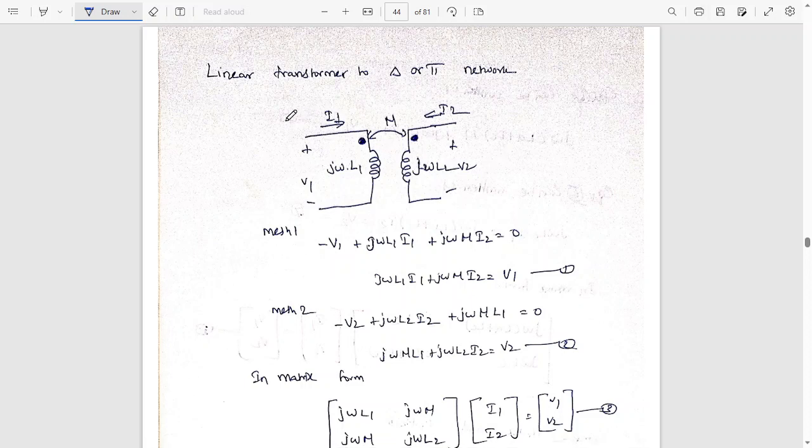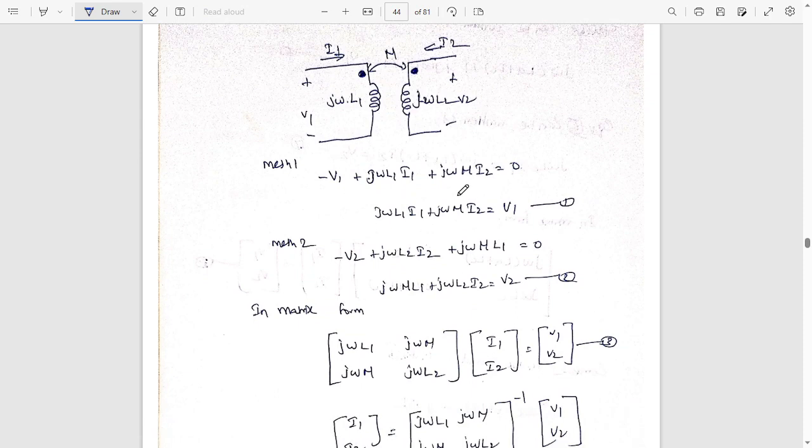Now I am going to discuss the linear transformer to delta or pi network conversion. This is my linear transformer, and I am going to convert it into a delta network or pi network. Actually, we have already derived it in the previous topic, but the same thing we need to repeat.